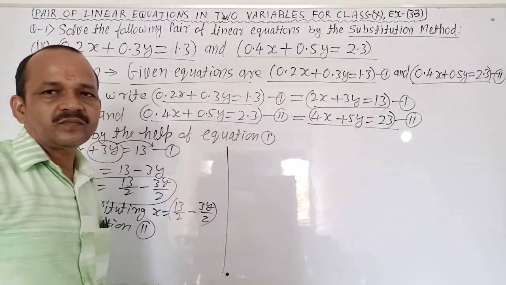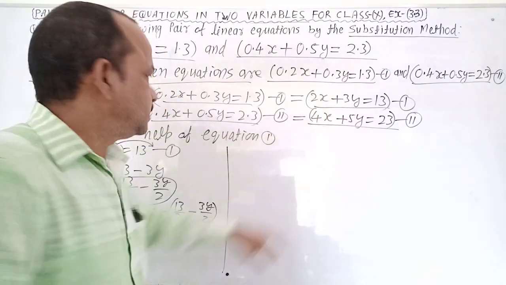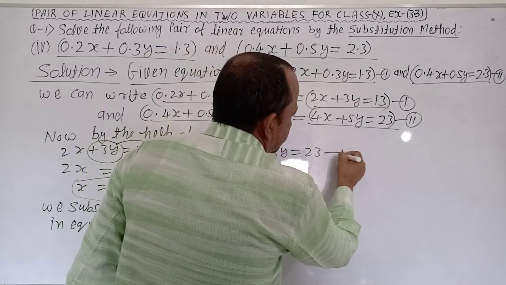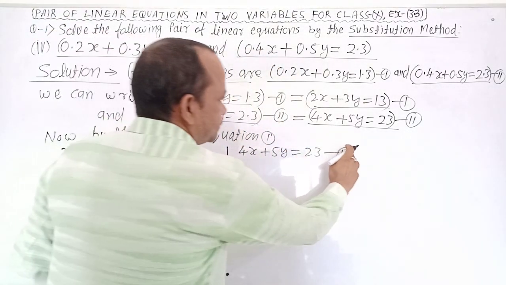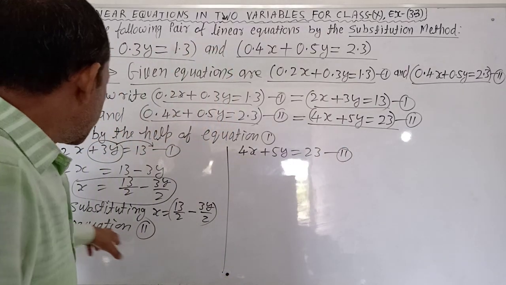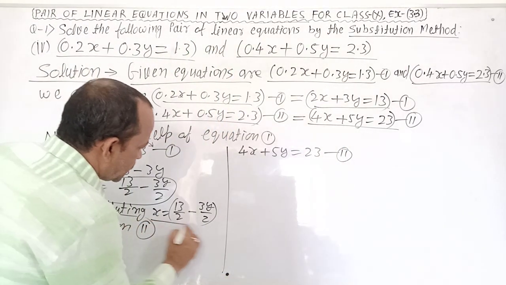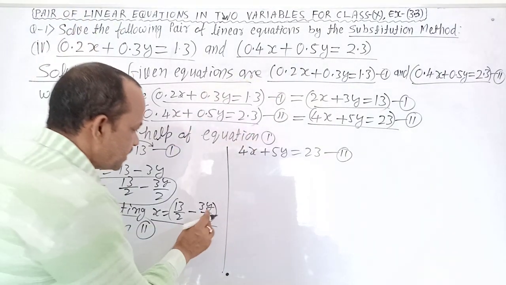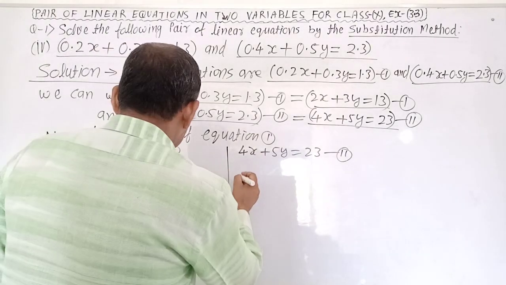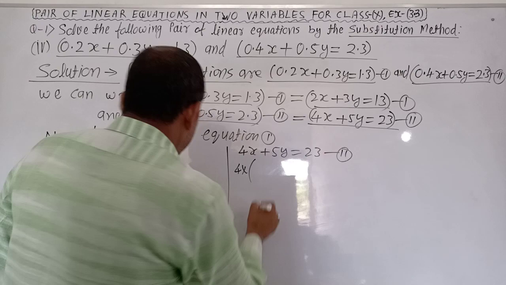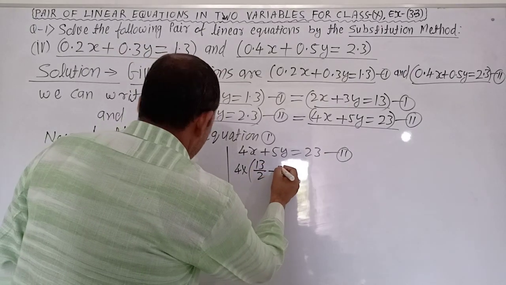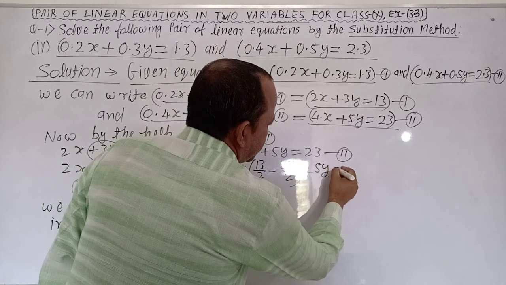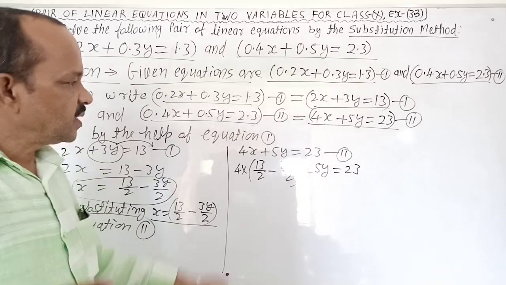Here, equation second, 4x plus 5y equal to 23. Equation second. Clear? Substituting x equal to 13 by 2 minus 3y by 2 in equation second. Here 4 multiply 13 by 2 minus 3y by 2 plus 5y equal to 23.